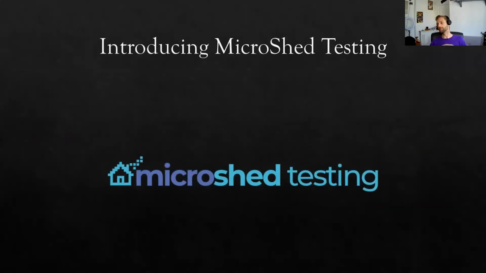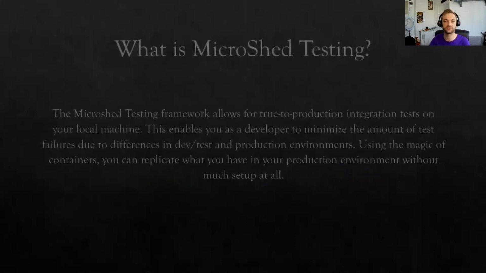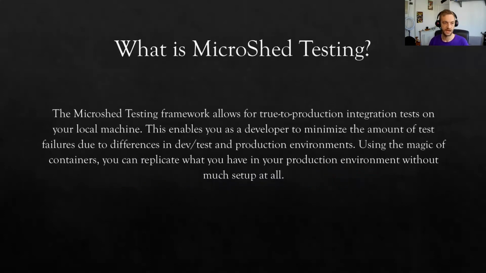So I'm going to introduce MicroShed testing. Many of you may have heard of test containers. MicroShed testing is essentially a framework that takes some of the nitty-gritty stuff away from test containers, so you don't have to manually set things up. It basically allows for true to production testing. So this is the theme I'm using in this talk: true to production, or as true to production as we can be. And it allows for that on your local machine.